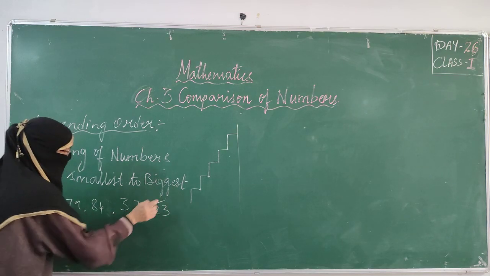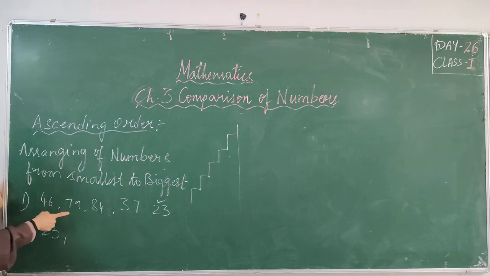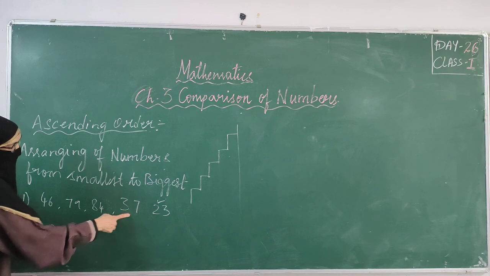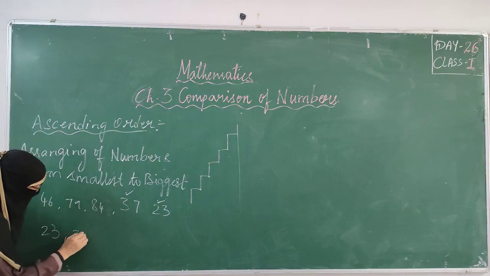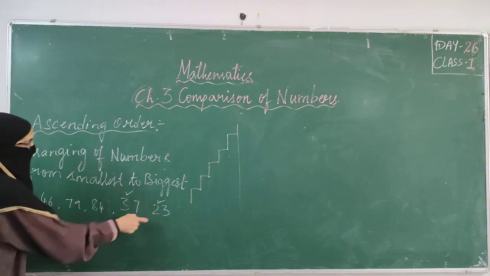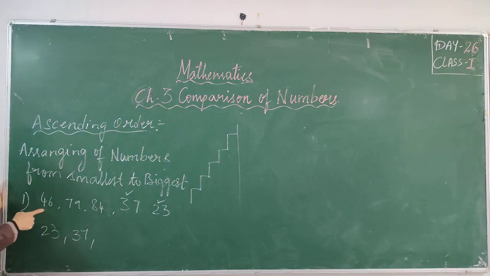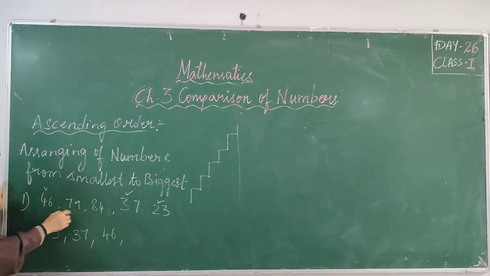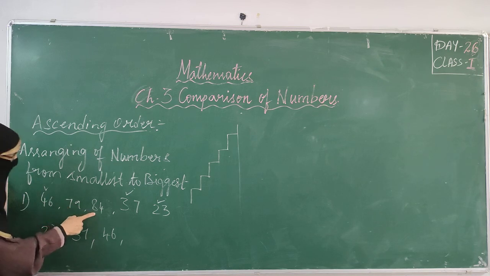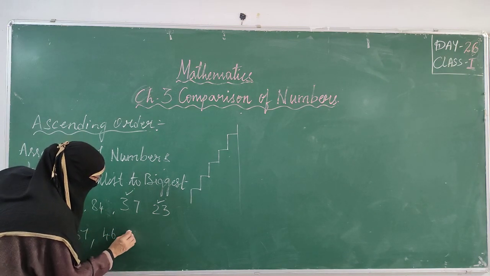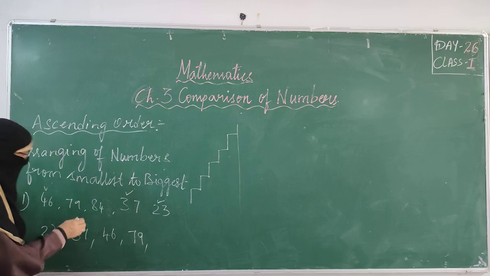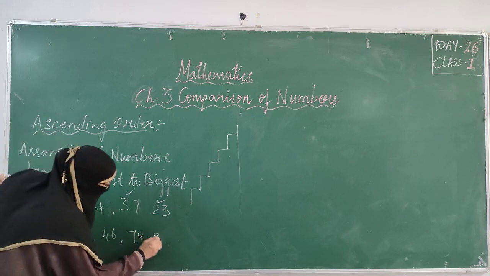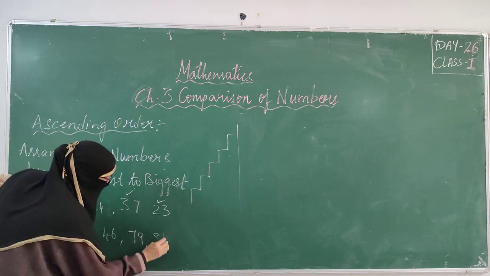So 23 is done. Now in the next ones you see 4, 7, 8, 3. 3 is the next smaller one. So these two numbers we have finished. Now 46, 79, 84. So 8, 7, 4 you take. 4 will be the smallest, that is 46. This is done. Then 7 and 8: 7 is smaller, so 79, and 84 will be the leftover number.